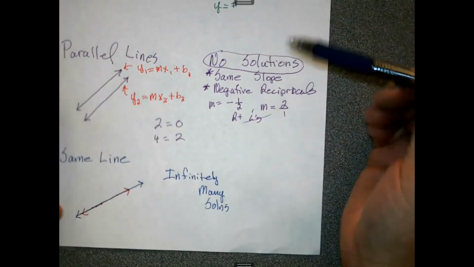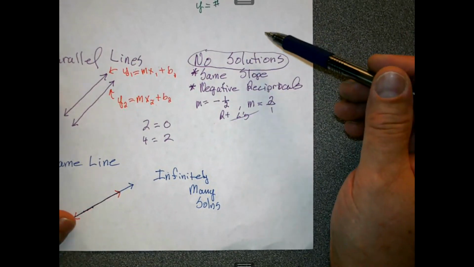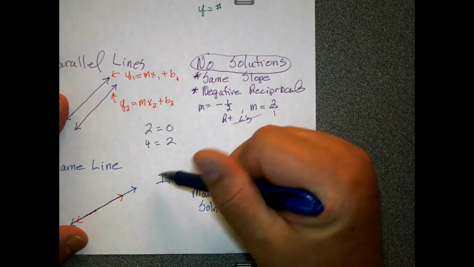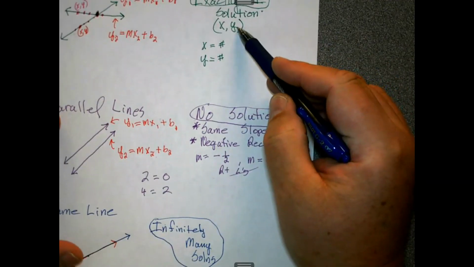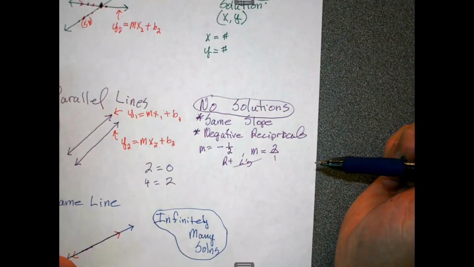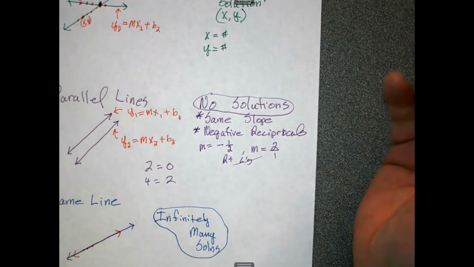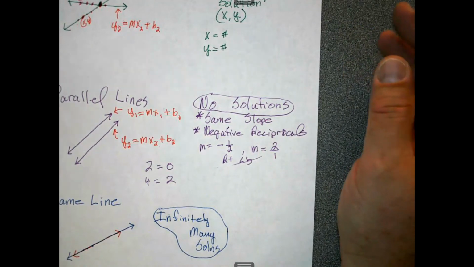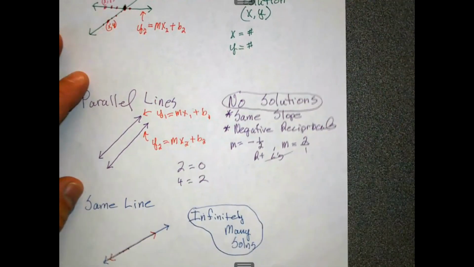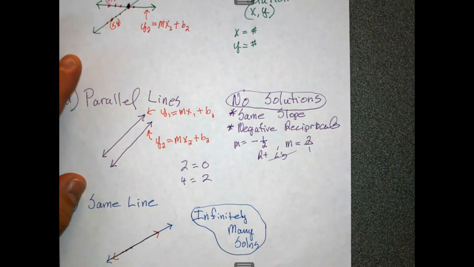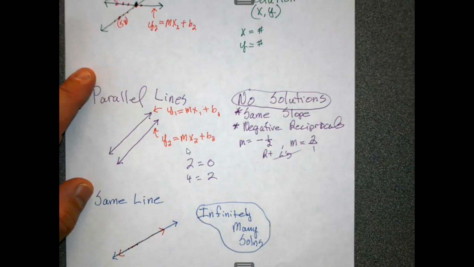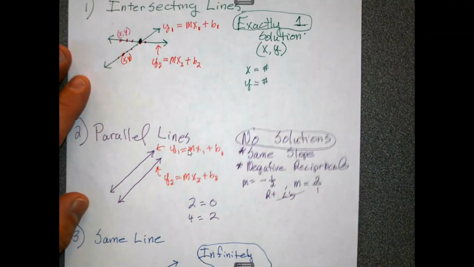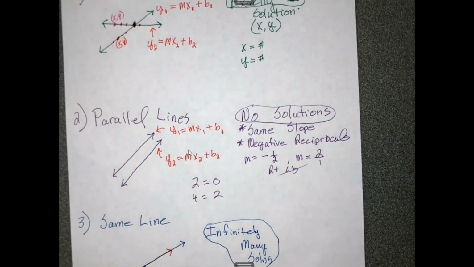You guys are going to have to write these down too when they pop up for systems. You either have to put infinitely many solutions, no solutions, or the ordered pair itself. If you don't, you get a little bit taken off. We're in Algebra 2 now. So those are my three scenarios when we start working with systems of equations. So it's going to be one of those three.